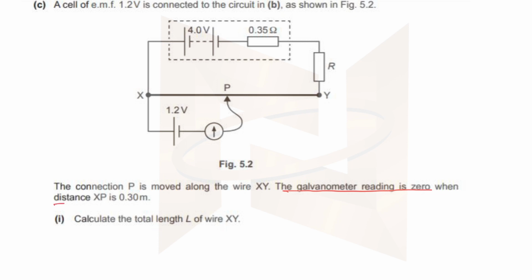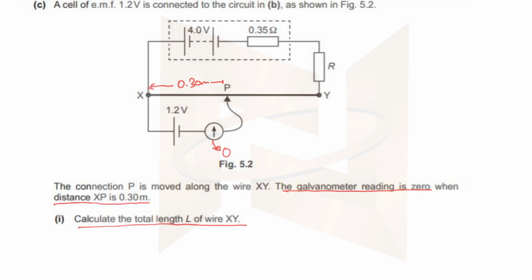When the distance XP is 0.3 meters. So when this distance is 0.3 meters, this galvanometer reading over here is 0. That means that there is no current. Calculate the total length of the wire XY. Now that is so interesting. So let me start with a little background here.